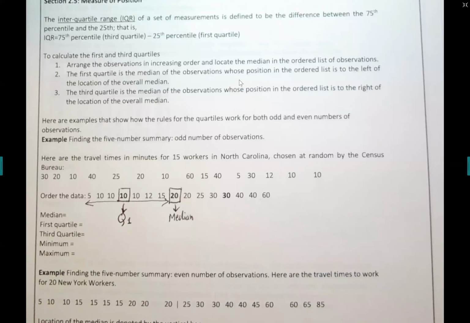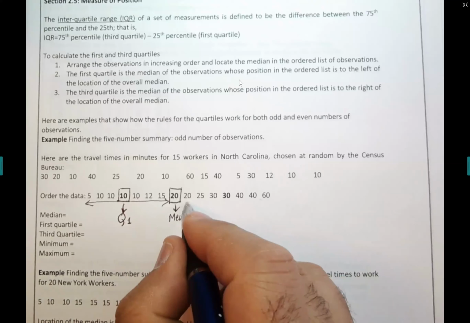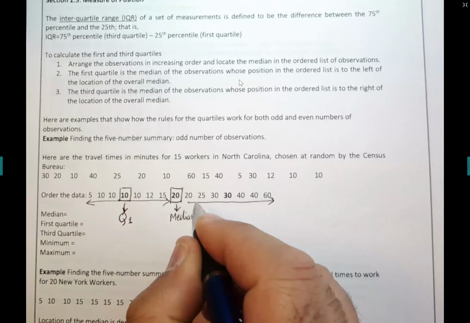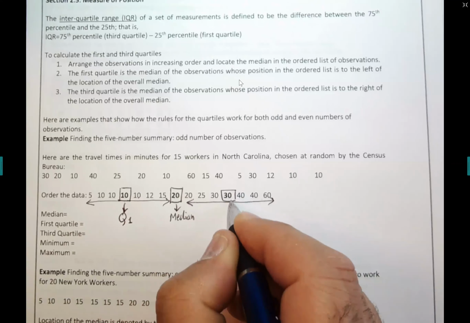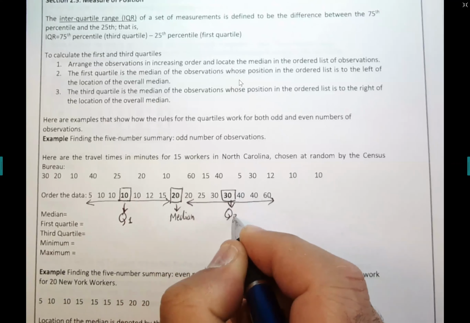Okay, now he wants the third quartile. The third quartile is the middle of the second half of the data set. So the middle value in the second half. Here's the second half, guys. And where would be the middle? Right here. And this is called the Q3.